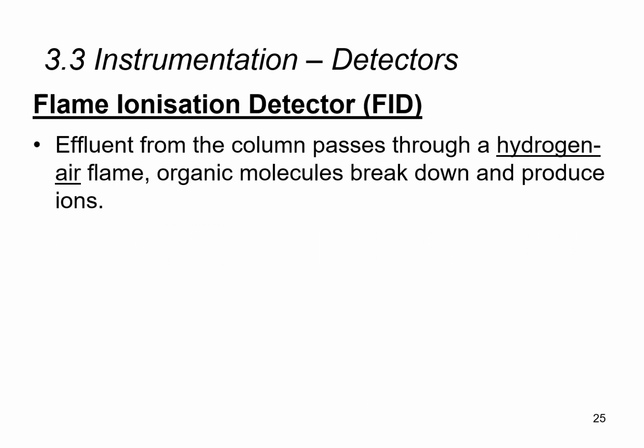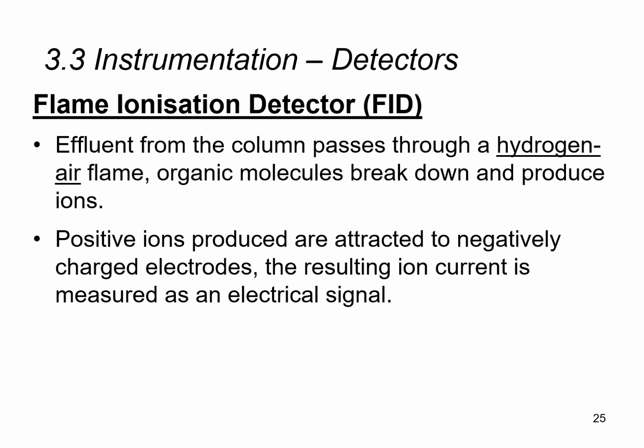So the various components elute from the column and pass through a hydrogen air flame. The molecules essentially combust, break down, and are ionized. And the positively charged ions are immediately attracted to the negatively charged electrode. Once they collide with the electrode, it generates a current, and that current can then be measured as a signal and drawn as a peak on the chromatogram.